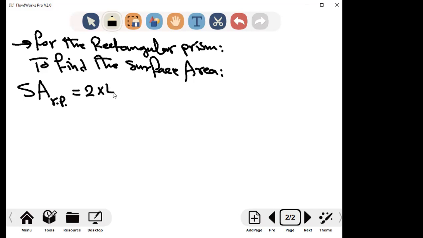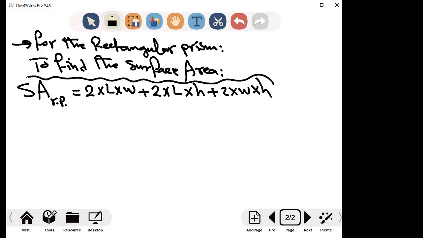Now to find the surface area of the rectangular prism, we follow this formula: 2 multiply length multiply width plus 2 multiply length multiply height plus 2 multiply width multiply height. Okay, this formula is only for rectangular prism only.